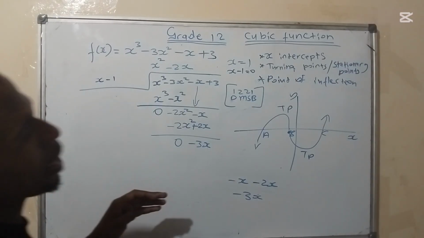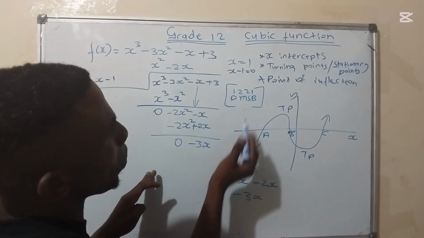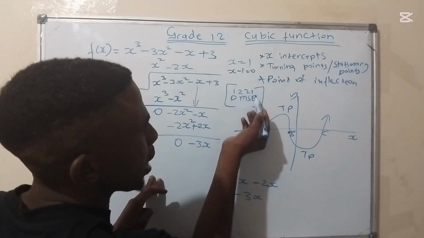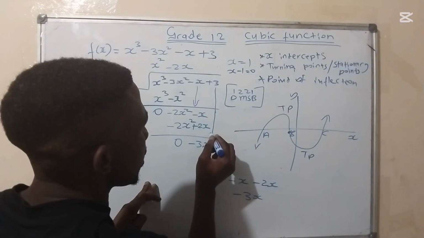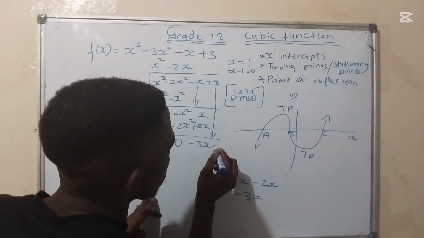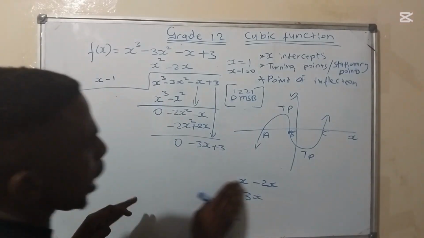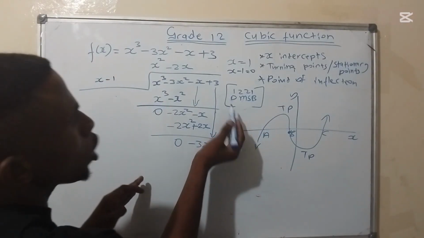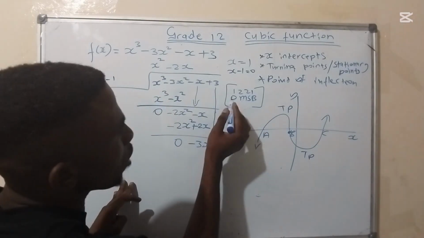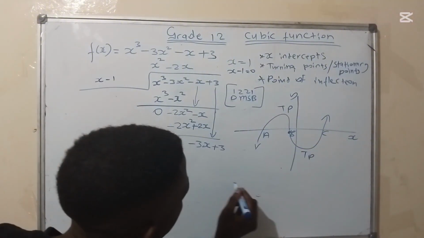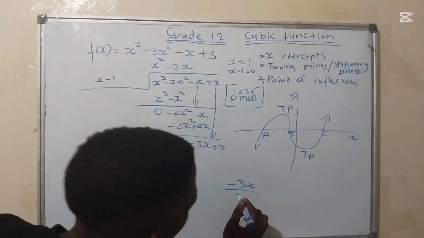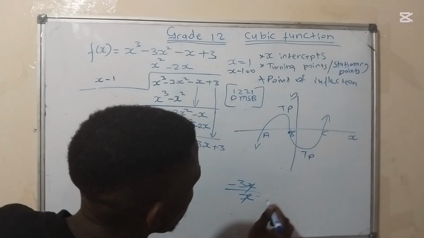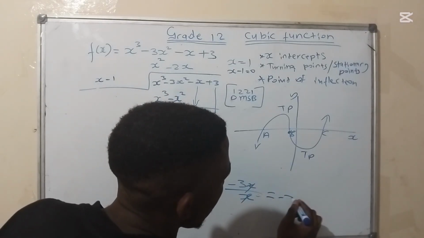We have subtracted how many times? Twice. Now we have to bring down. We are going to bring down how many times? Only once. Then now we are bringing down positive 3. Then now we have to go back to divide. We are going to divide how many times? Only once. Then minus 3x divided by x. This x will cancel with the x. We are going to be left with the negative 3.